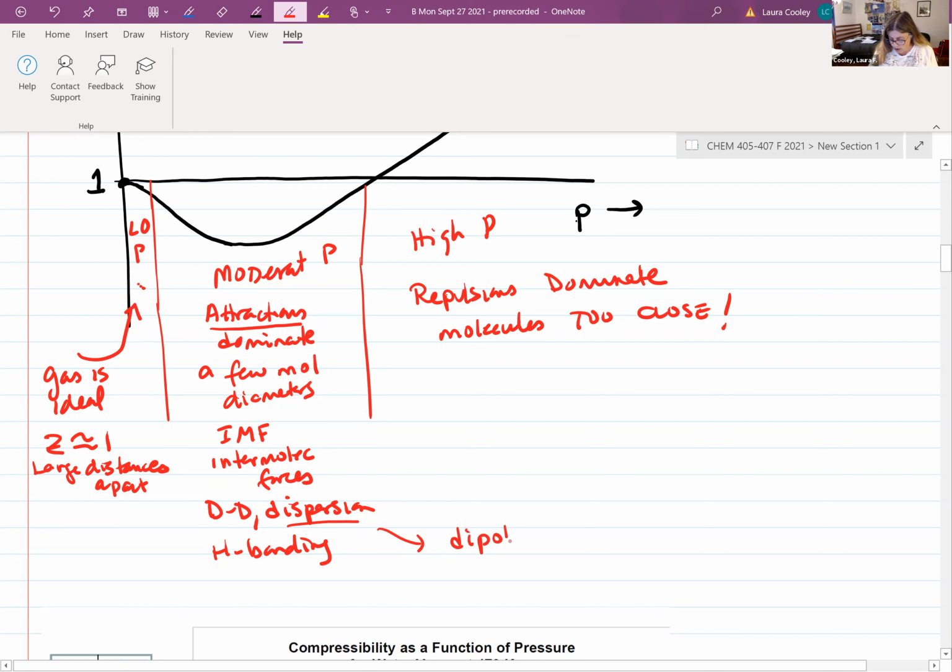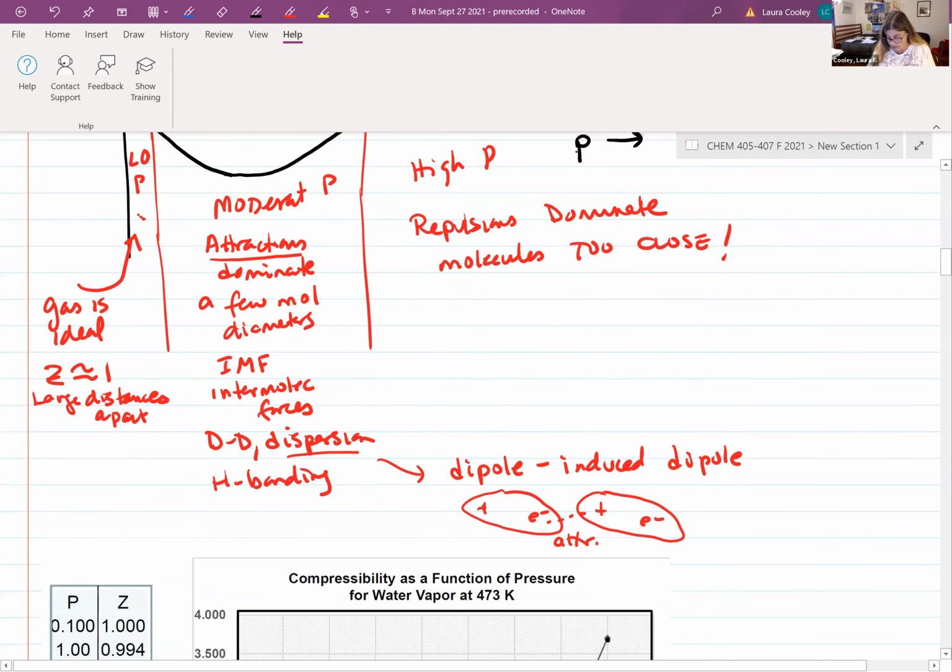if you have a dipole on one molecule, it'll induce a dipole on another molecule. So it's kind of like if you had sort of a shift in charge so that you have more of the electrons on one side and more of the positive charges on another. This will induce a neighboring molecule to shift in a similar way so that you have an attraction here. And that's the temporary forces that I mean, that are dispersion forces.